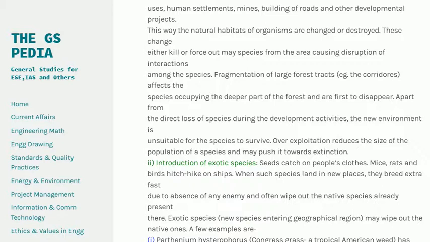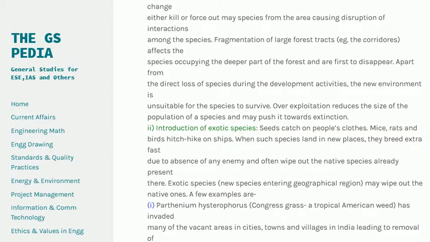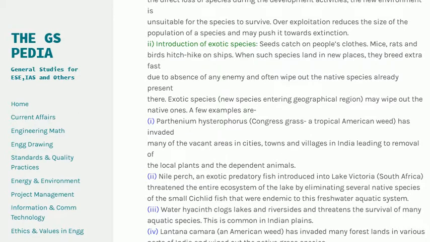2. Introduction of exotic species. Seeds catch on people's clothes. Mice, rats and birds hitchhike on ships. When such species land in new places, they breed extra fast, due to absence of any enemy, and often wipe out the native species already present there. Exotic species: new species entering a geographical region may wipe out the native ones.